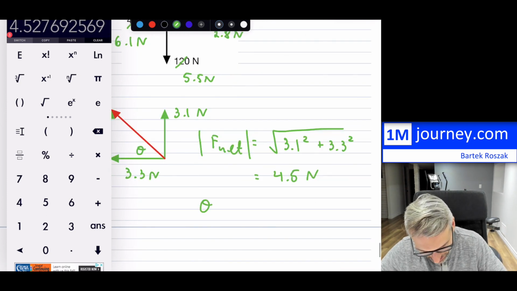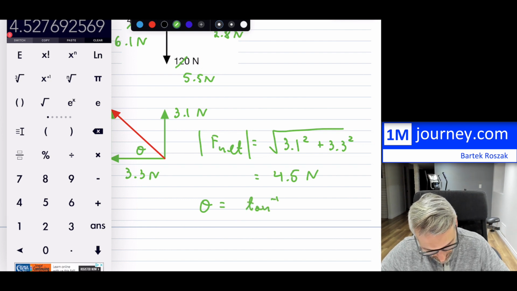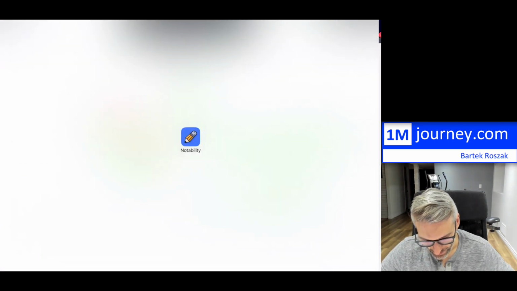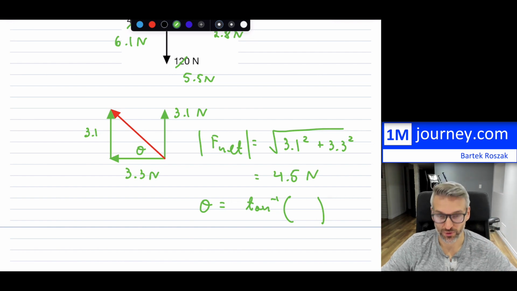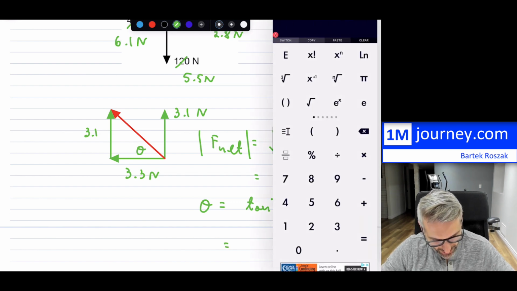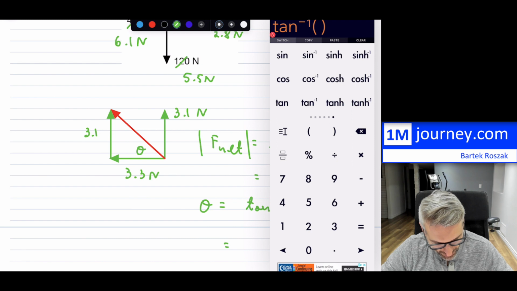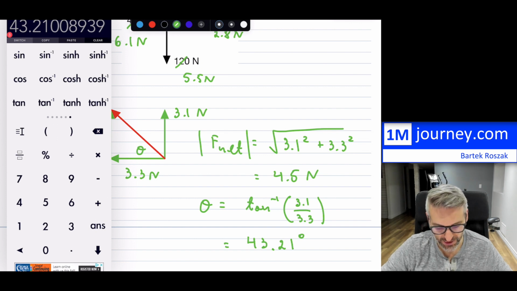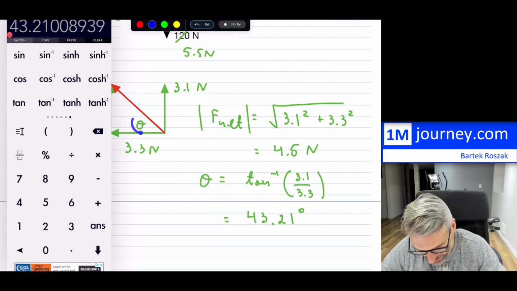And now if you want to know what the angle is, that's going to be the tan inverse. This is going to be really good because this angle is going to go all the way around. We're finding the angle, which is opposite over adjacent. So that's going to be 3.1 over 3.3. Let's see what that angle is. Tan inverse of 3.1 divided by 3.3, approximately 43.21 degrees, or 43 degrees. But that's just this angle right there.